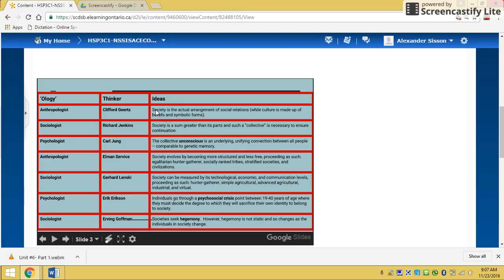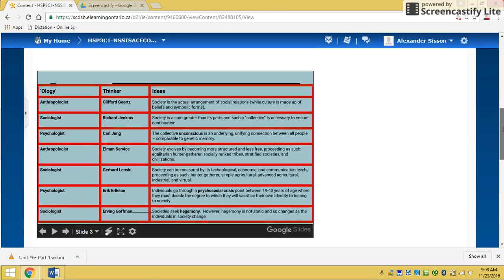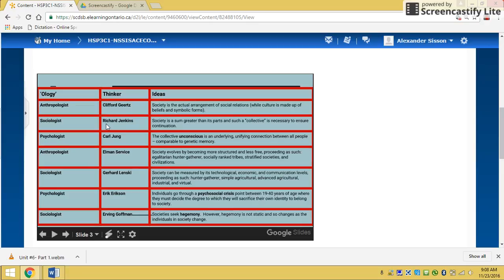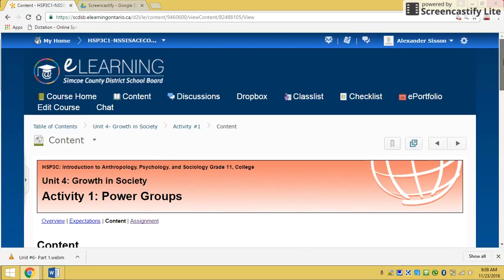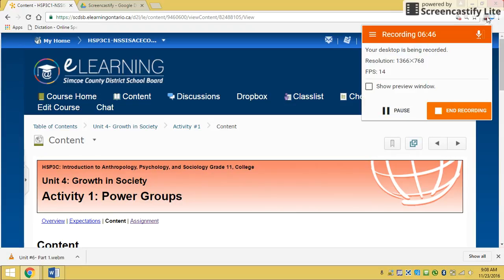Or perhaps you can look at these different ideas from these different thinkers, right? We'll say society is the actual arrangement of social relations. You could talk about the different relationships and interrelationships based around Jenkins or Young or Lenski would be a good one. The technological, economic, and communication levels, and how your society has grown with these. But again, it's up to you. Be creative. Use what you know.